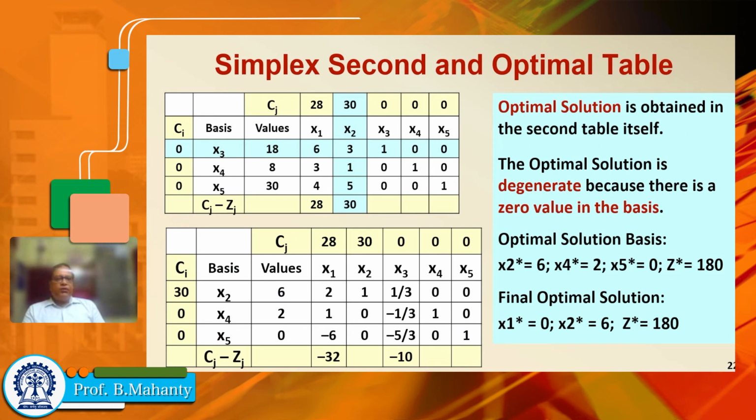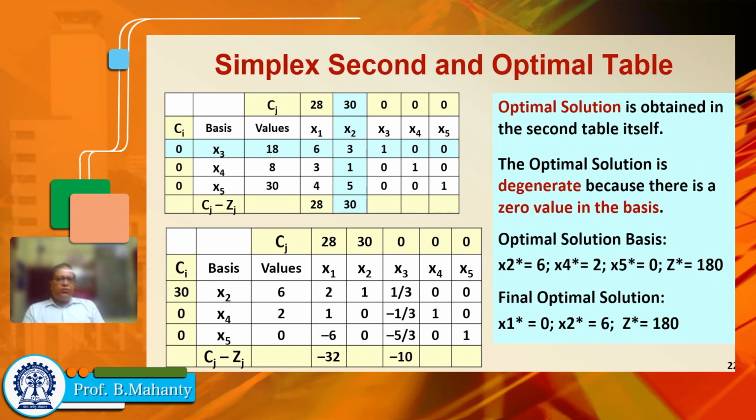First we have to compute the key row. The intersecting element is 3. So we can divide every element by 3 and replace x3 by x2, because x2 comes into the basis and x3 goes out. So x2, and then 18 by 3 equal to 6, 6 by 3 equal to 2, 3 by 3 equal to 1, 1 by 3, 1 by 3, and then 0, 0. Alright, so this is the key row element.